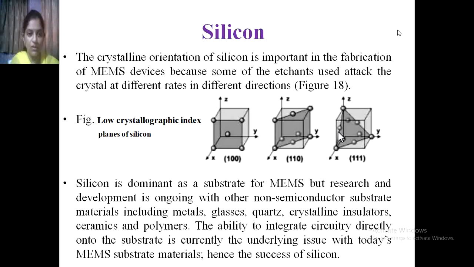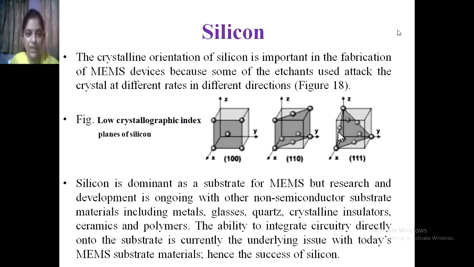So silicon, we have already seen, is the most important material, having mechanical as well as electrical properties, and the elasticity of silicon is also important. So silicon is the best material from every perspective to form MEMS materials or devices. It is also suited for fabrication. So let us see the next point in continuation of silicon.